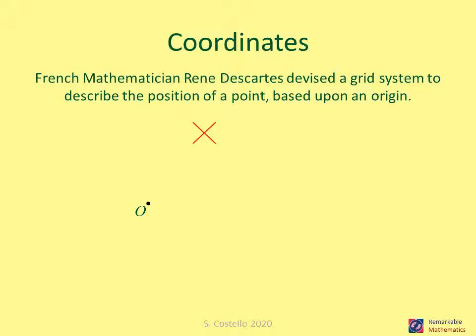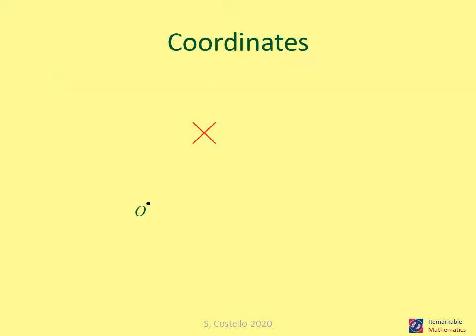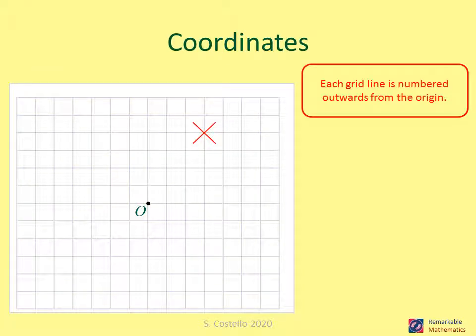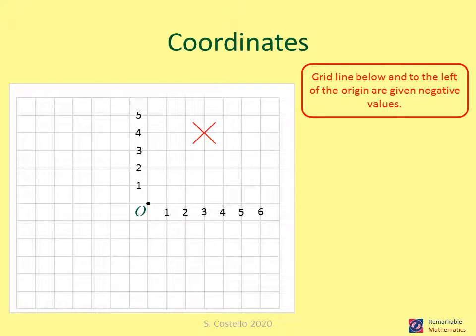The French mathematician René Descartes devised a grid system to describe the position of a point based upon an origin, and from that we have Cartesian coordinates and Cartesian geometry. Each grid line is numbered outwards from the origin, so 1, 2, 3 and goes on as large as your grid does, and likewise upwards. The grid lines below and to the left of the origin are given negative values, again working outwards from the origin.